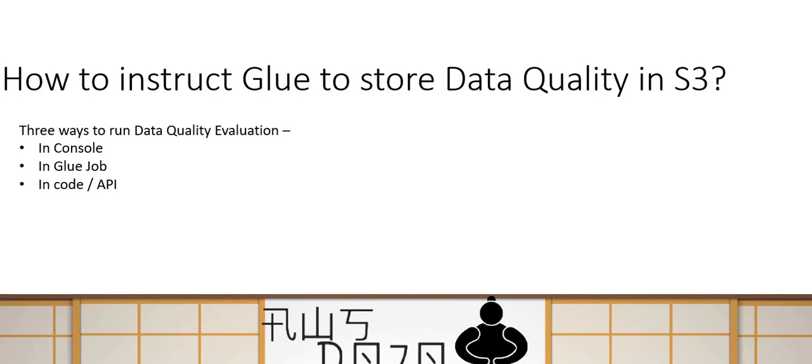Now, these methods I have described in my other tutorials, links for which I have already provided in the description. If you want to know how exactly these three work, you might want to see that. But today I'm going to talk about how, when using any of these three methods, you can provide the location of S3 buckets where the data quality evaluation report or assessment can be stored.